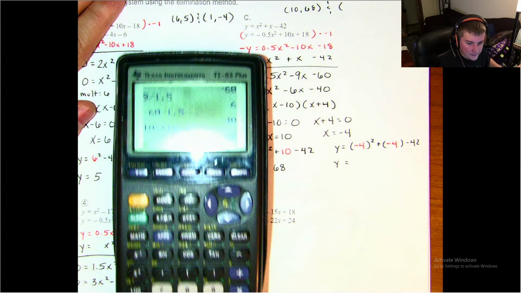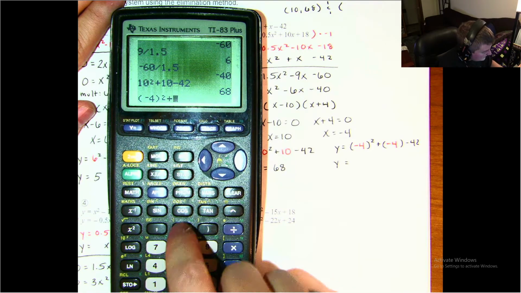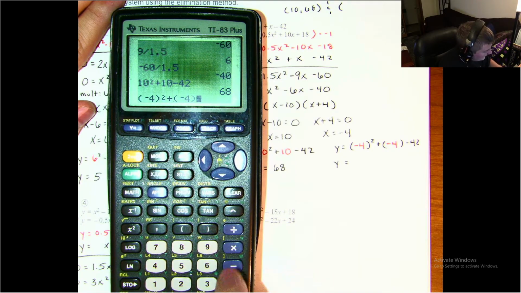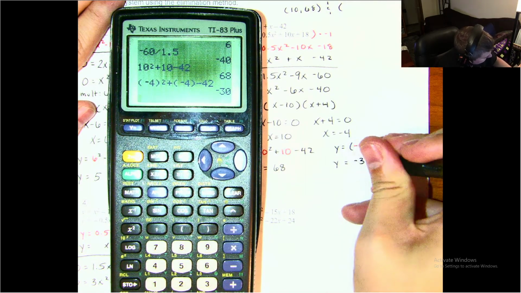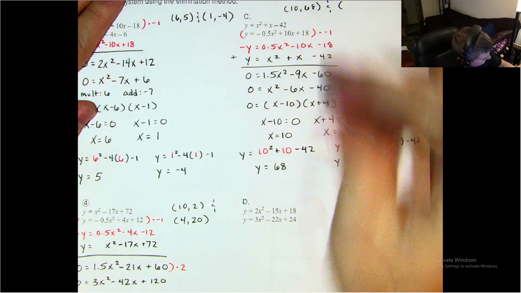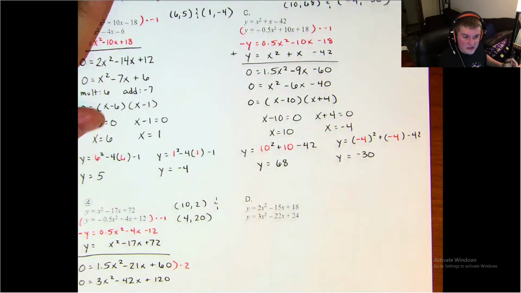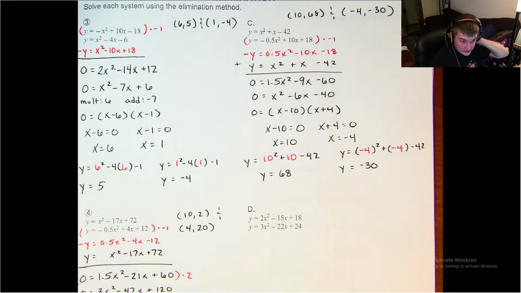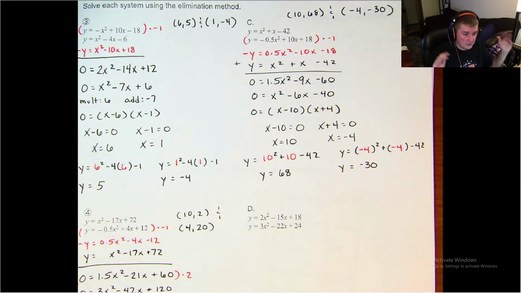Okay, so here we're going to go (-4) squared plus (-4) minus 42, to get -30. All right, and so here we get (-4, -30). Okay, and this is a very good example because this is a prime example of why the graphing method can often fail us, because we would need a huge graph or need to be crazy accurate to be able to make this happen.